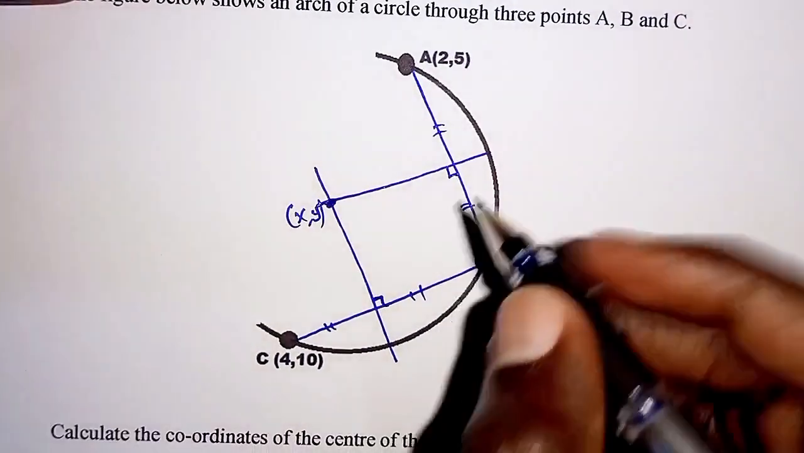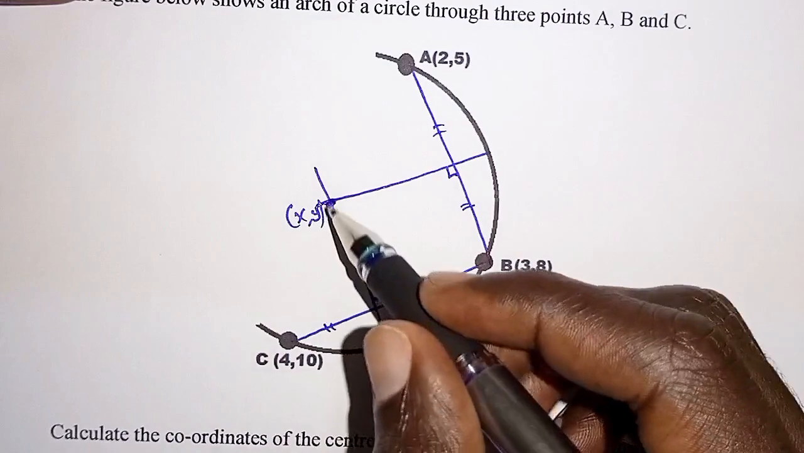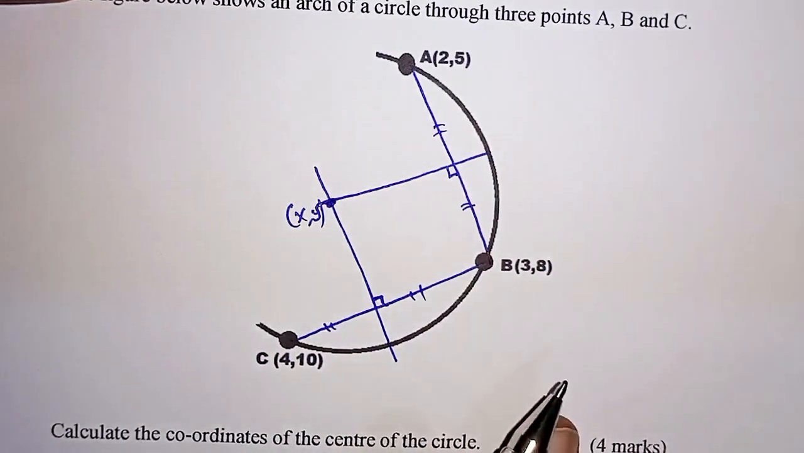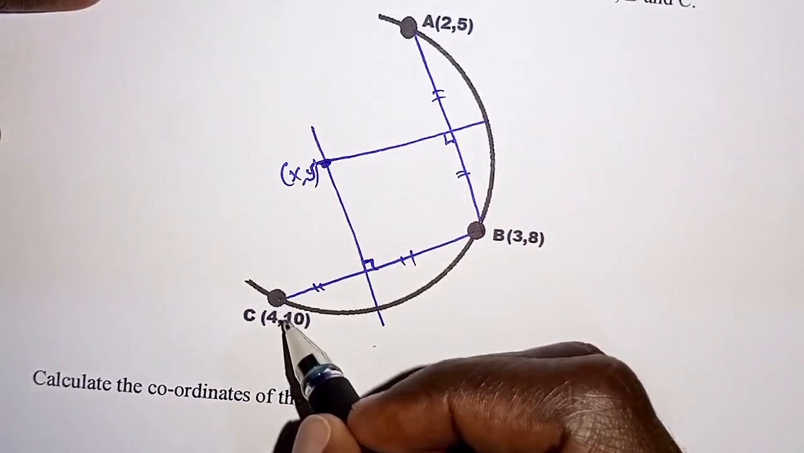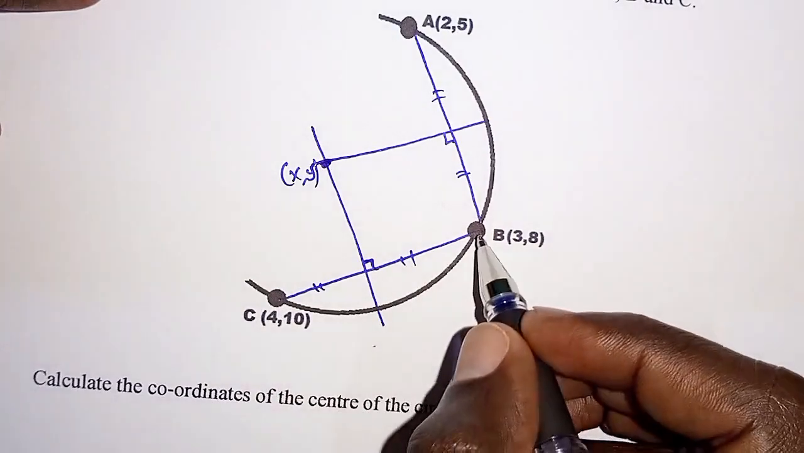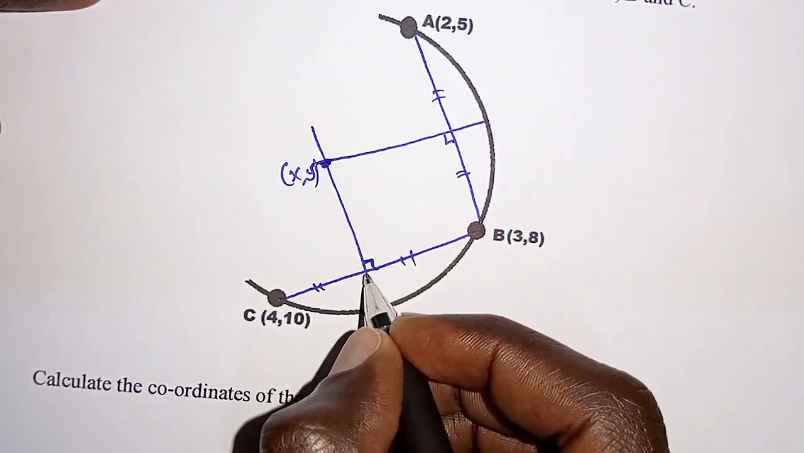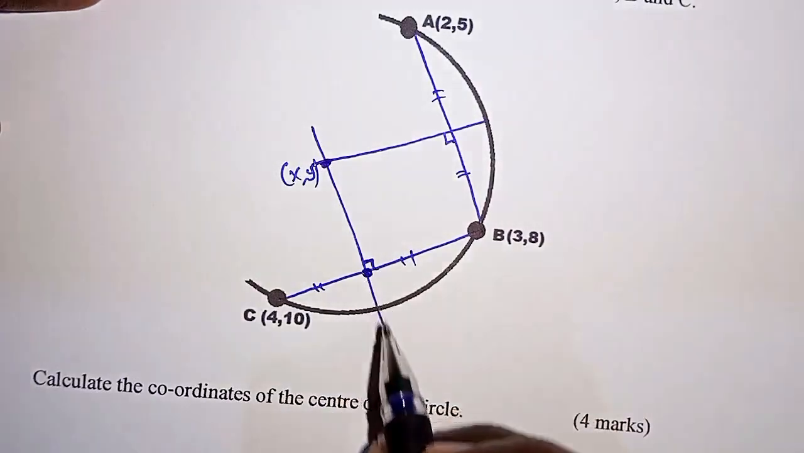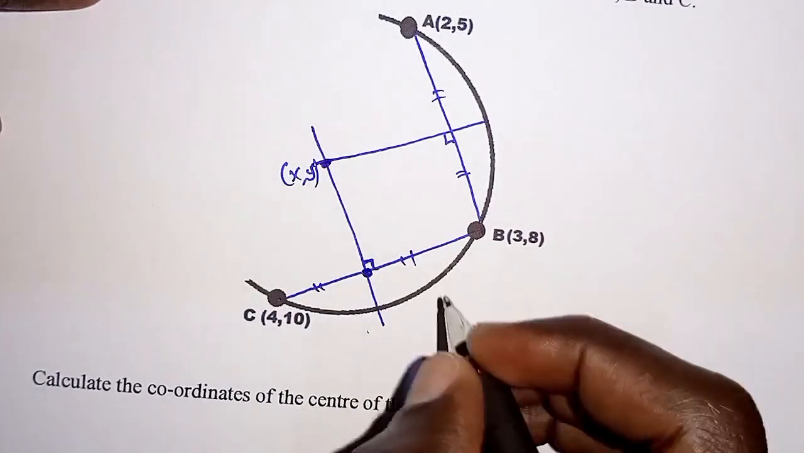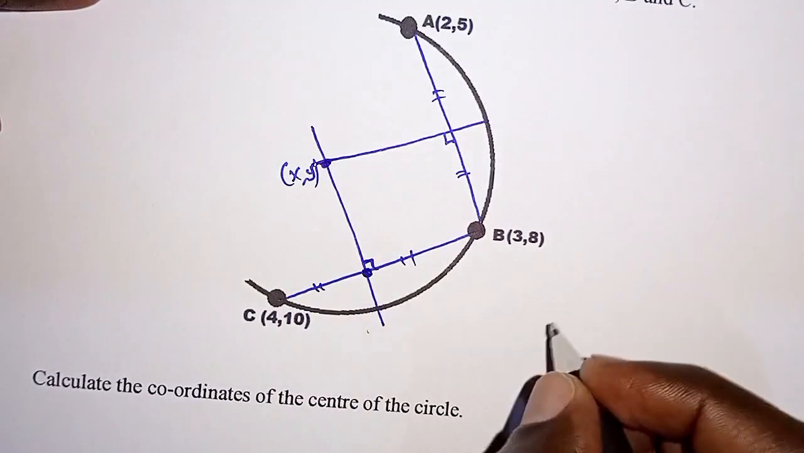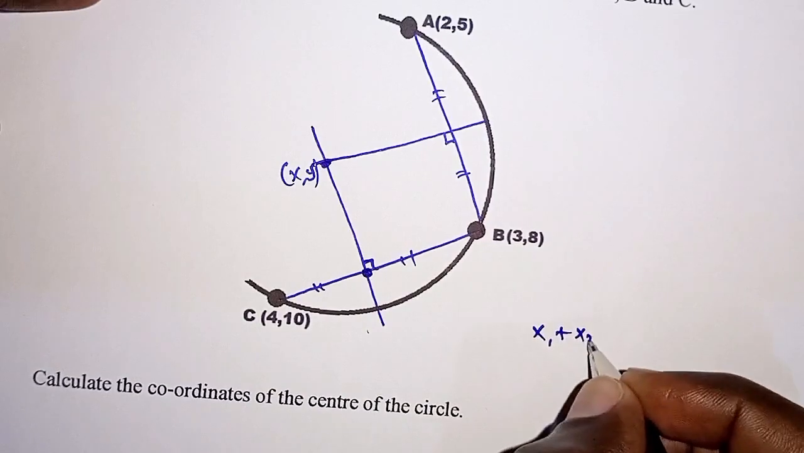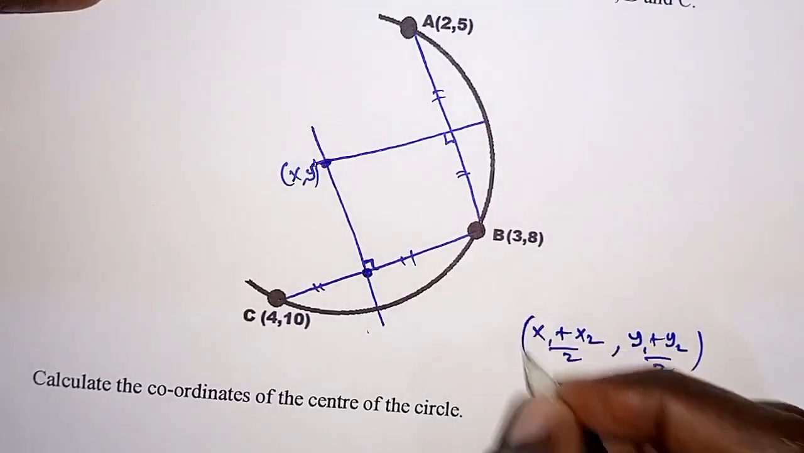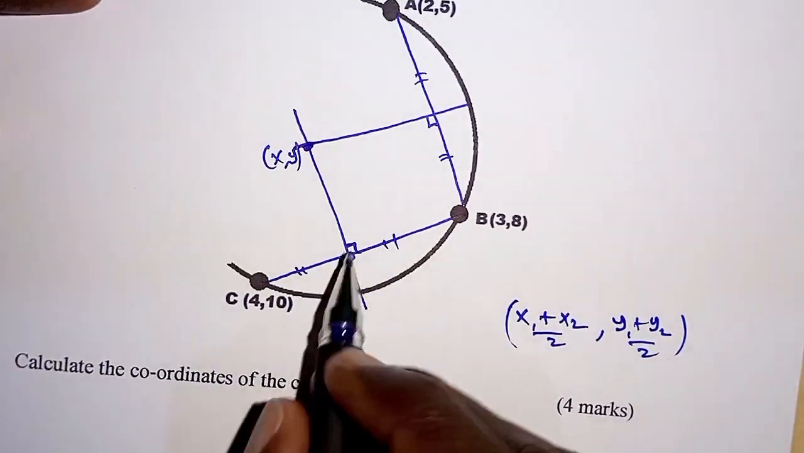So the idea here is to determine the equations of the perpendicular bisectors and then solve them simultaneously. So this is what we are going to do. For chord CB, we'll require to determine the midpoint. Now the midpoint will be a point on the perpendicular bisector. Therefore, applying the midpoint formula, we'll have x1 plus x2 over 2, y1 plus y2 over 2. So this is the formula we apply to determine the midpoints.